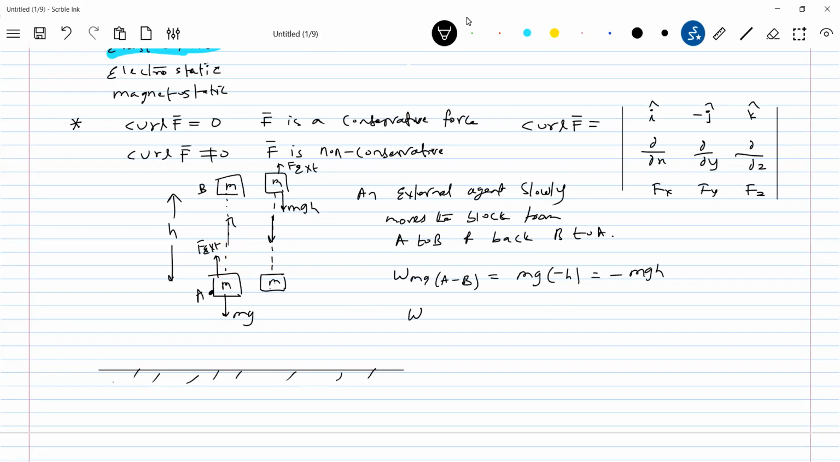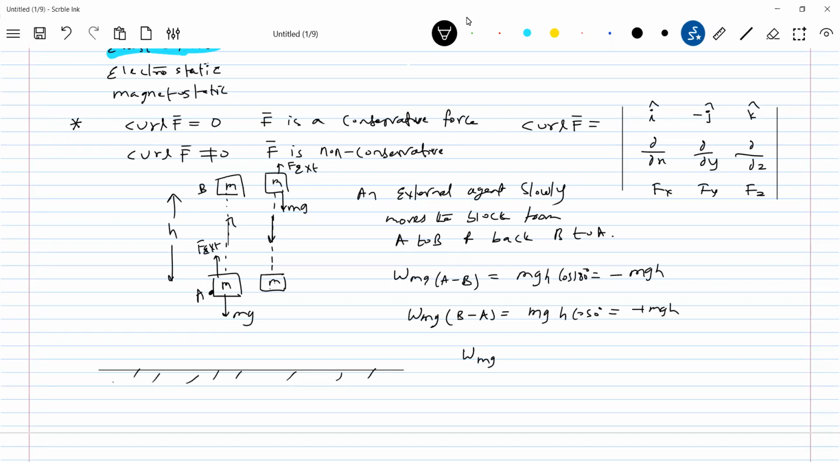Work done by the gravity when the block is shifted from B to A slowly: how will mg act? In the direction of displacement. So therefore this will be plus mgh. Let me write here so that it'll be easy for you. What is the net work done by the weight?